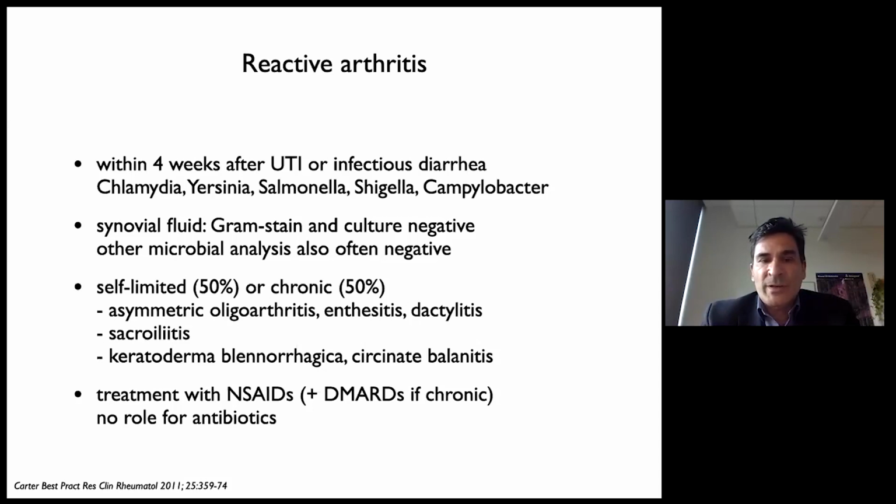axial spondyloarthritis. It is important to test him for chlamydia because this is a sexually transmitted disease and would require antibiotic treatment because of that. Otherwise, there is no role for antibiotics in the treatment of reactive arthritis. Treatment is in the acute phase with nonsteroidals, and DMARDs are added in patients who develop chronic disease.